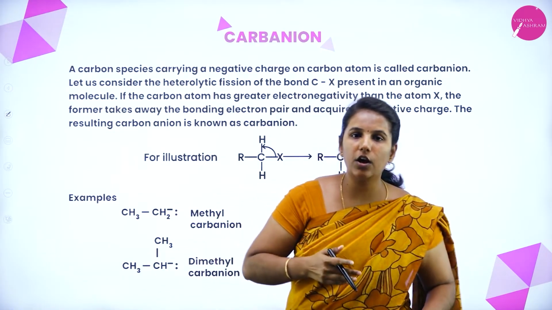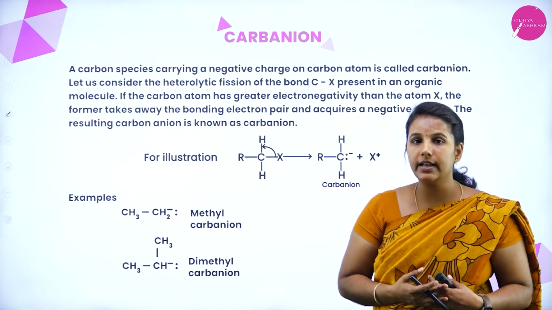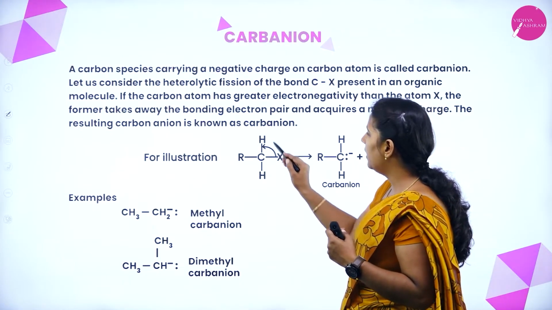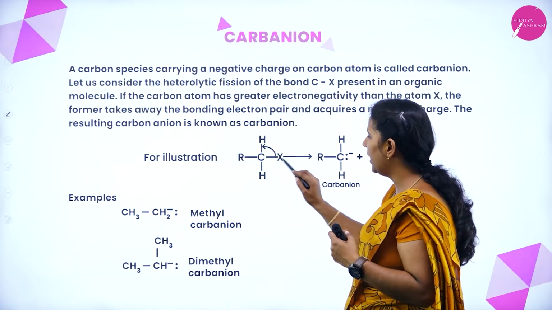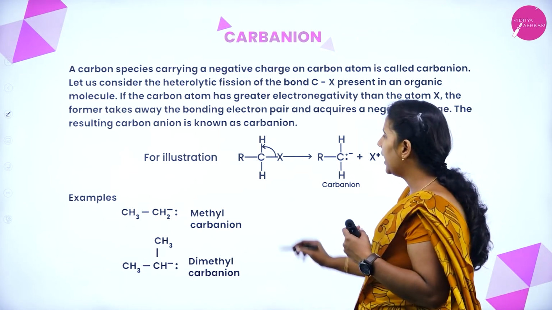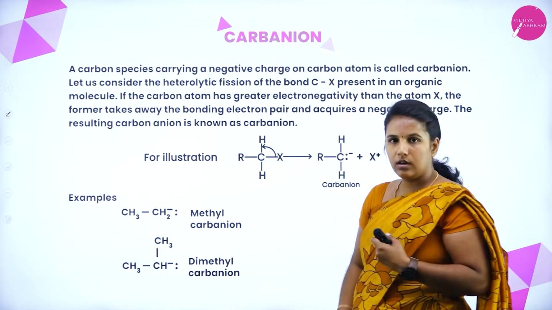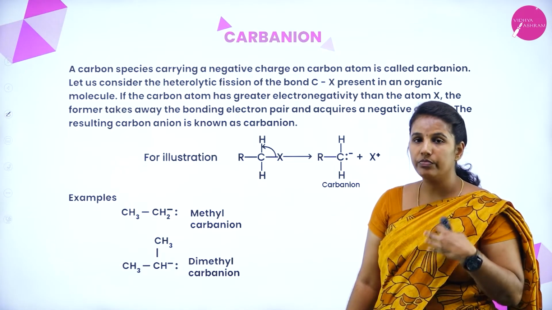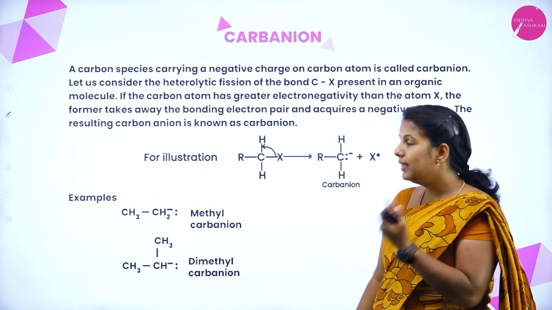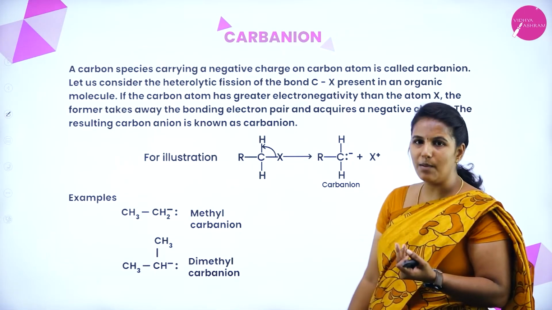The carbanions are also a carbon species which carries a negative charge. How do they get a negative charge? Let us understand with an example. Here I have an example of RCH2X. Here the halogen is more electronegative than the alkyl group. In such cases, what will happen? The carbon atom, which is more electropositive, accepts the electrons, thereby it gains a negative charge, and the halogen atom will get the positive charge.